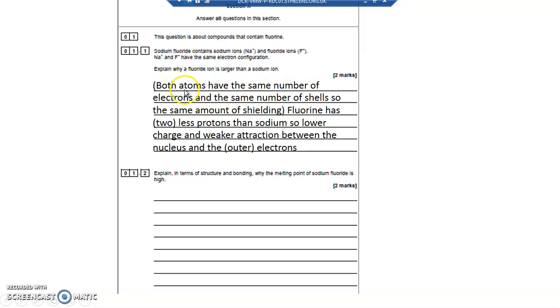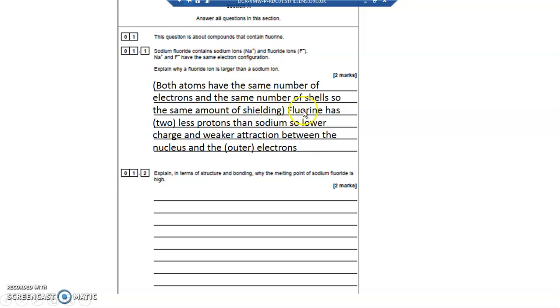So I put that here, both atoms have the same number of electrons and the same number of shells, so the same amount of shielding. Normally you'd put that in. The reason I put it in brackets is it's actually not needed. Brackets means it's not wrong to put it, it's correct chemistry, but it's not going to get you any marks. And the reason in this case it's not going to get you any marks is because they've already said that they've got the same electronic configuration, so I'm really repeating what's in the question.